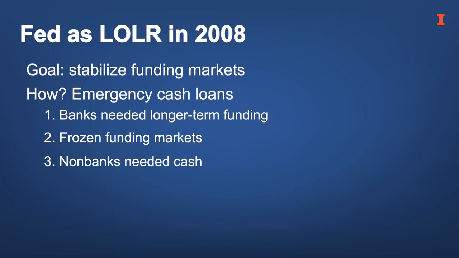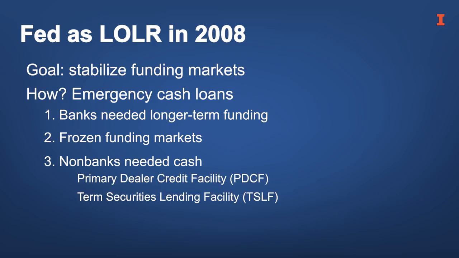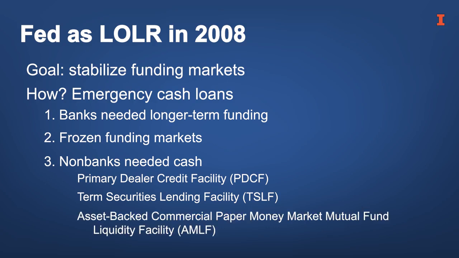The Primary Dealer Credit Facility, or PDCF, and Term Securities Lending Facility, or TSLF, were established to meet their needs. Money market funds were experiencing runs, so the Fed established the Asset-Backed Commercial Paper Money Market Mutual Fund Liquidity Facility, or AMLF. Finally, the Commercial Paper Funding Facility, or CPFF, provided support for US issuers of commercial paper.